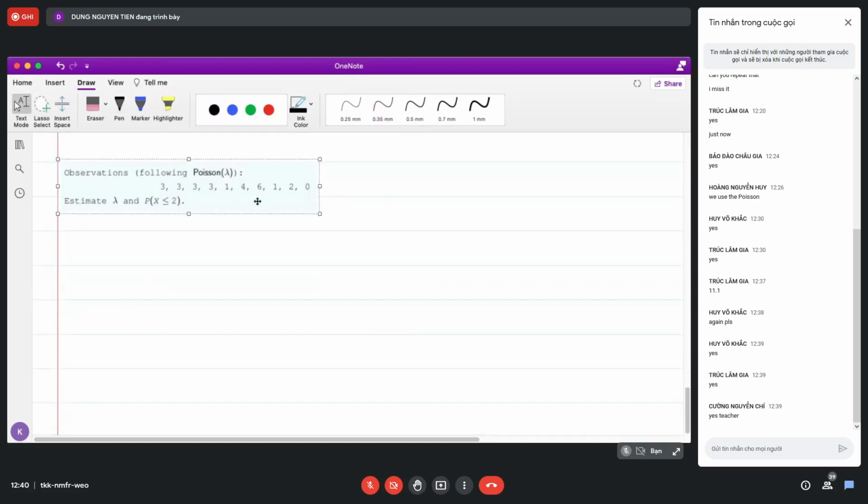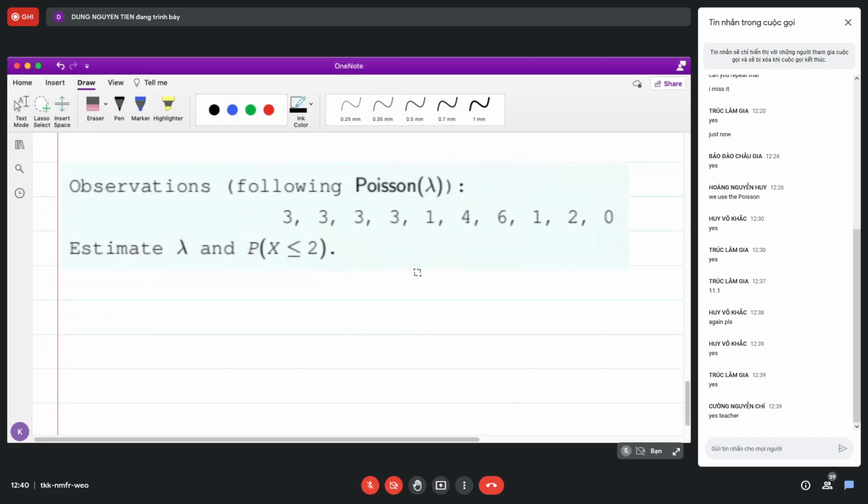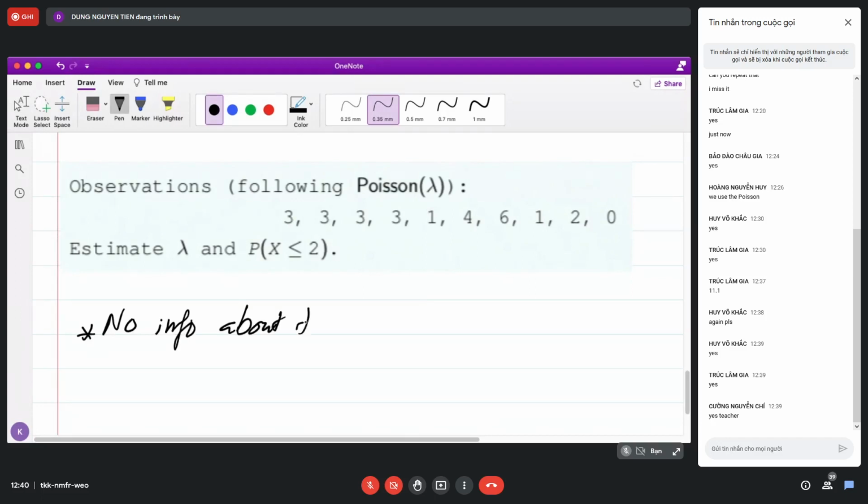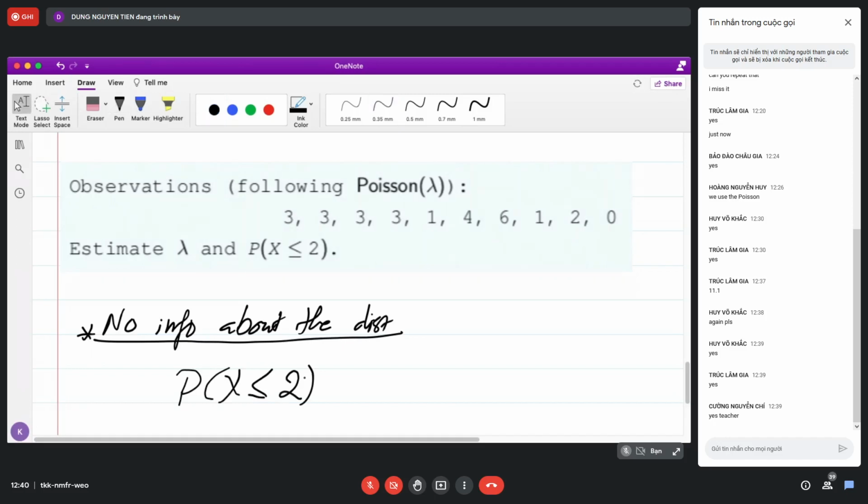Suppose that we have 10 observations here. What is the probability that x is less than or equal to 2? If I have no information about the distribution, then what is the probability that x is less than or equal to 2? In this case, I just use the empirical distribution, right?